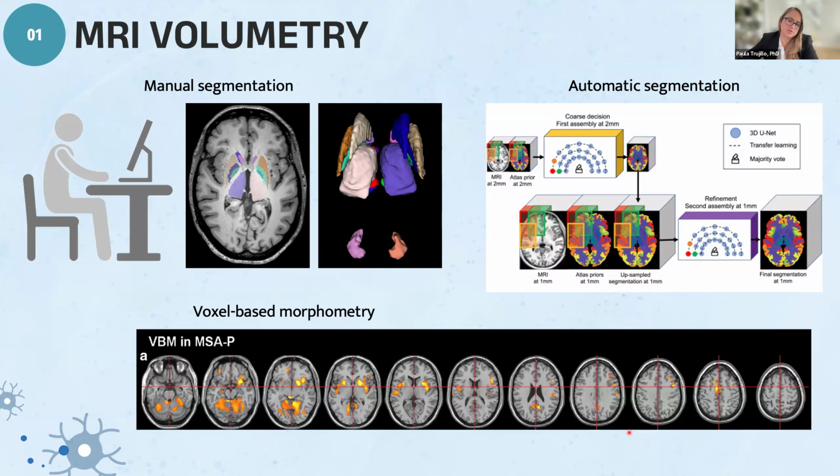Finally, there are other studies that have used what's known as voxel-based morphometry, which is a computational technique that is used to analyze differences in brain anatomy between groups or individuals. So using this method, for example, we can compare patients with MSA versus patients with Parkinson's disease or healthy individuals. And this involves preprocessing the MRI scans to align them into a common space, followed by a statistical analysis to identify regions with significant volume differences.